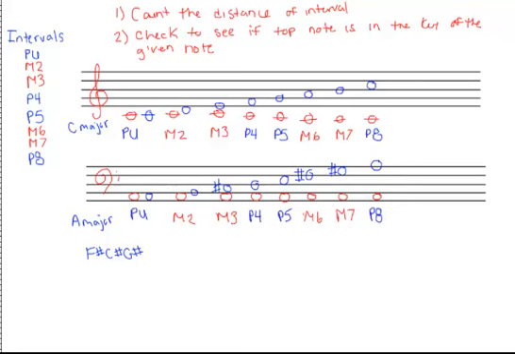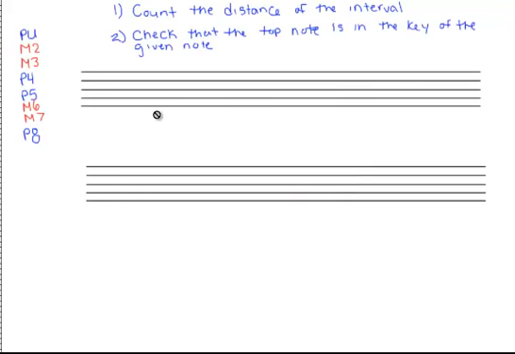So let's try a couple examples now of writing ascending intervals. So we're given our staff here, clef, our given note is an F on the treble clef, and we've been asked to write a note that is a perfect fourth above. So step 1, count the distance of the interval. So here's F, 1, F, 2, G, 3, A, 4, B. F, G, A, B. So there is our fourth.